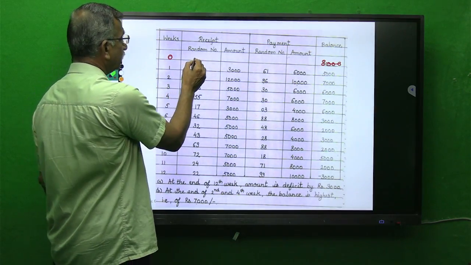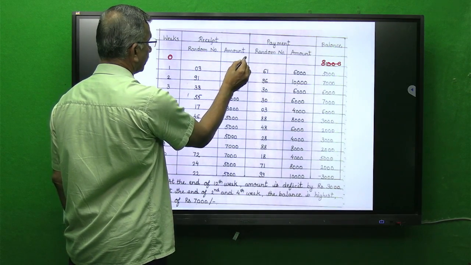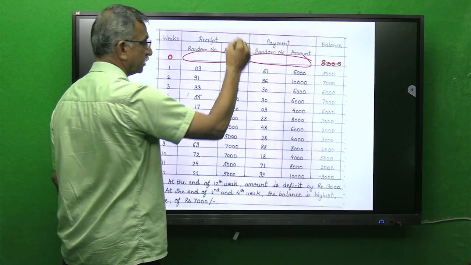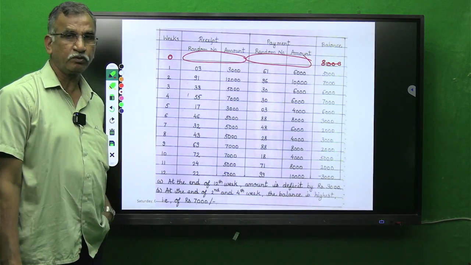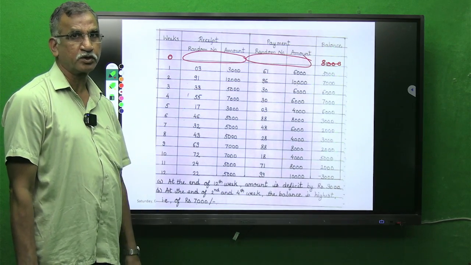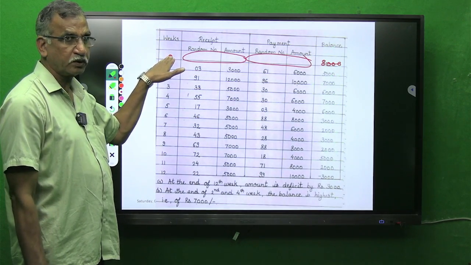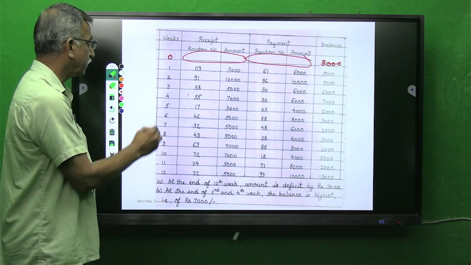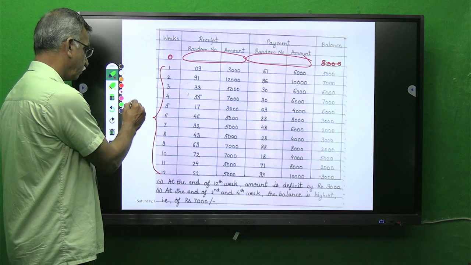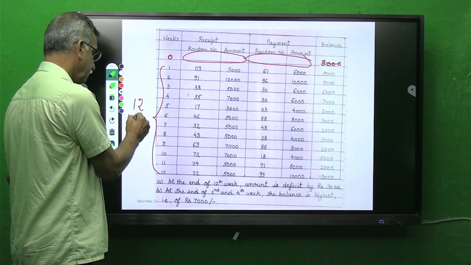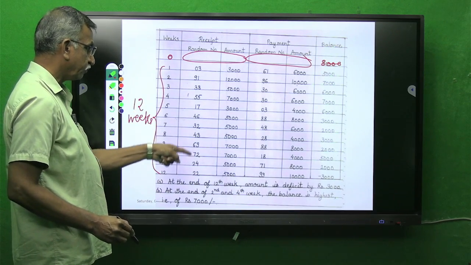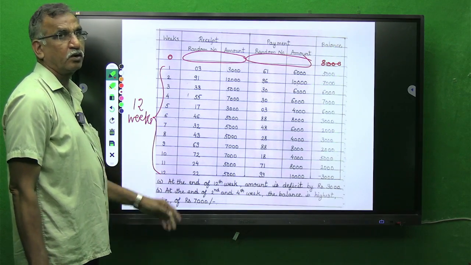You can see here there is no receipt in first week, there is no payment in first week. Very important. So when you start simulation for such type of problem with amount of opening balance given, you have to start from week 0 and simulate it for corresponding 12 weeks. You can see here this is 12 weeks in order, and what we did is we have written this random number in the order given.